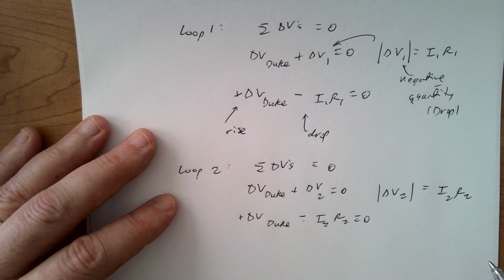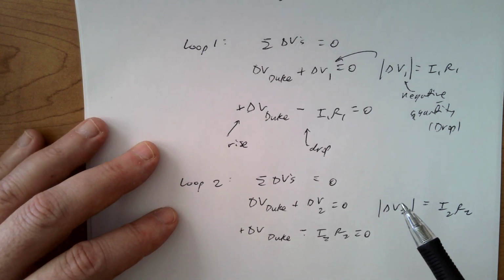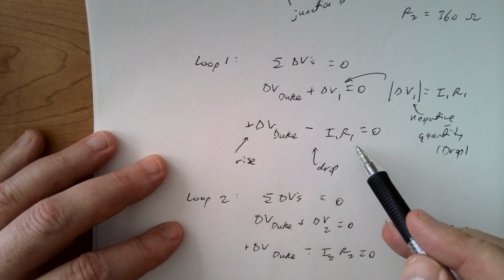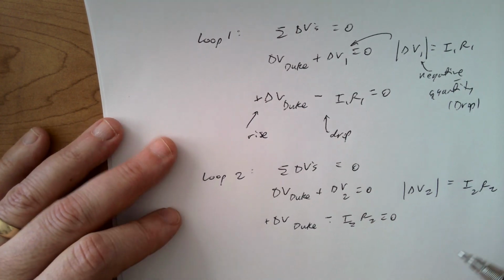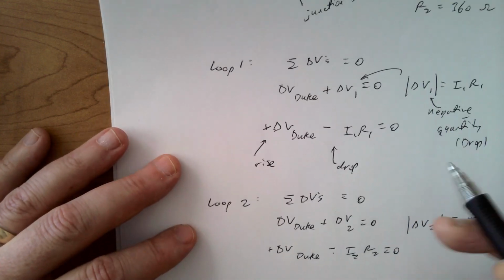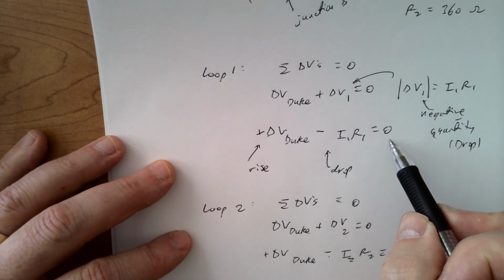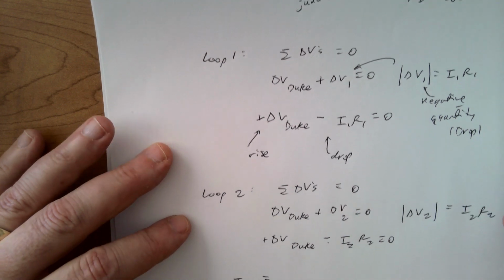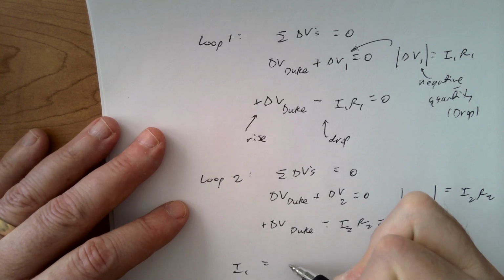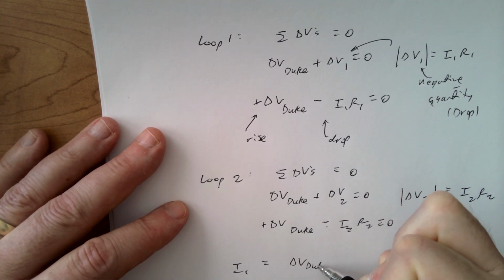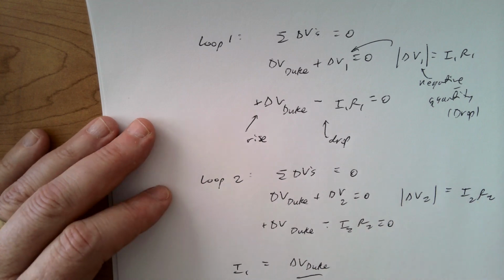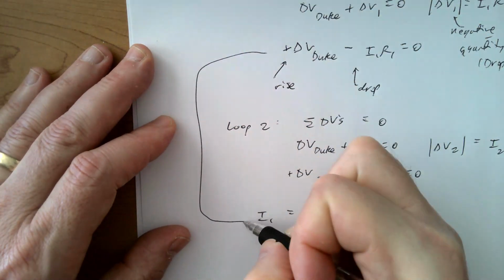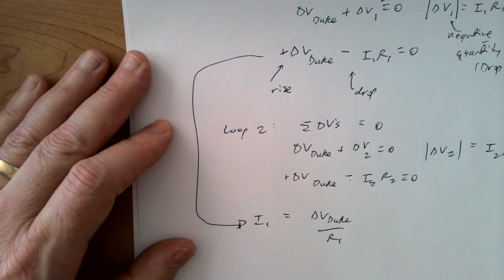We want to find the unknowns. So in this problem, let's find I1. The loop rule is going to help us do that. So I1, if I just add I1 R1 to the other side, and then divide by R1, I1 is delta V Duke divided by R1. And again, if you're showing your work, show that that came from the loop rule.